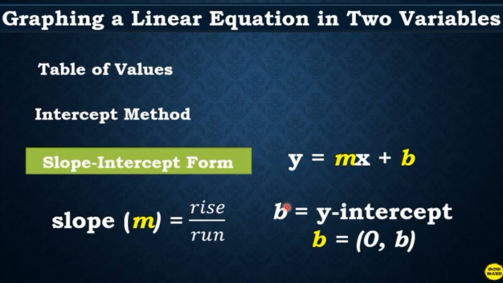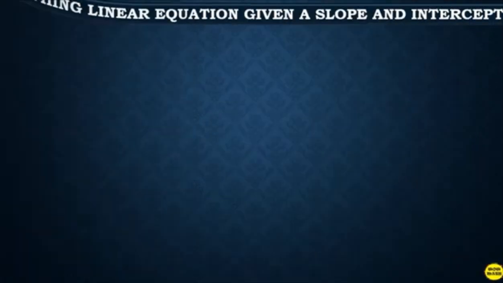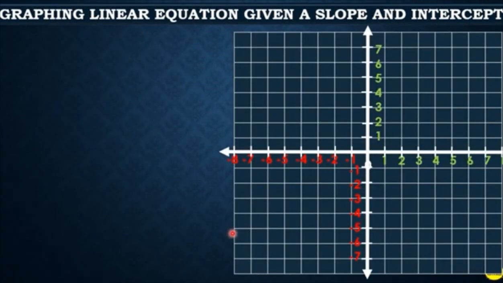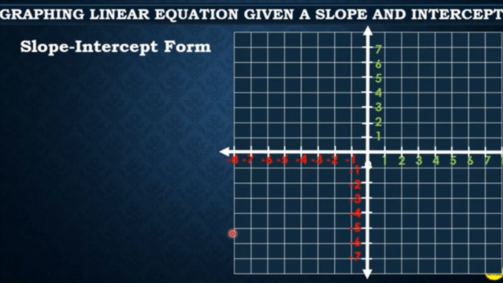So dapat alam natin yung m, which is your slope, so that is your rise over run. We will be moving up and then right or left. So kailangan alam natin ito para mamaya sa ating graph. Okay, let's have an example. How are we going to graph a linear equation given a slope and intercept form? So, in using slope-intercept form, dapat given ng slope at intercept.